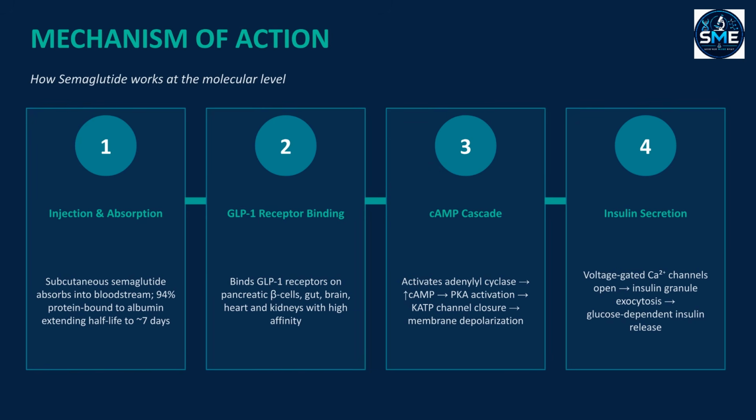At a molecular level, the mechanism involves 4 steps. First, injection and absorption, where semaglutide is absorbed and protein-bound. Second, GLP-1 receptor binding across various organs. Third, the cAMP cascade leads to membrane depolarization. Finally, this triggers insulin secretion and glucose-dependent insulin release.